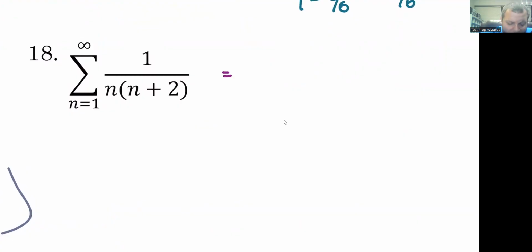When n is 1, I get 1 over 1 times 3. So I get 1/3. When n is 2, I'm going to get 2 times 4, right? That's going to be 8. Then when n is 3, I'm going to get 3 times 5. So that's like 15. When n is 4, I'm going to get 4 times 6. That's like 24. So I could see a pattern here, right? So it's going up by 5, by 7, by 9. But that really doesn't help me in terms of whether this thing converges or not, right?